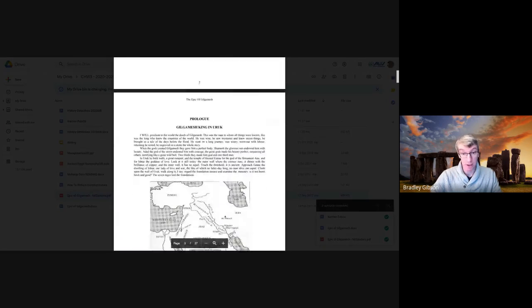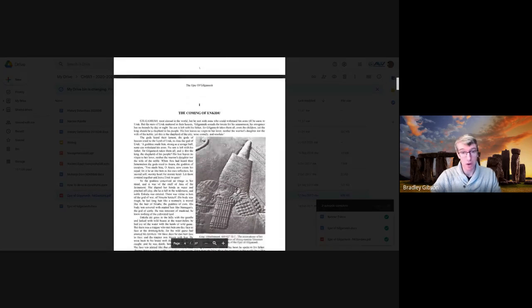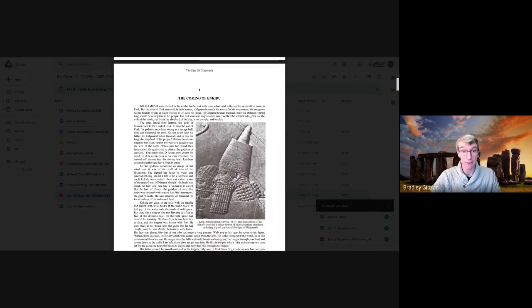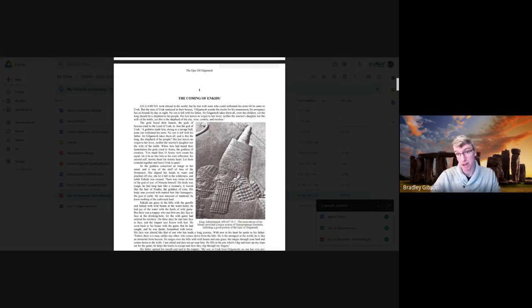I recommend reading, so you should do the prologue, obviously, and I would read chapters 1 and 2 to get some good evidence. So that's what you're doing today. You're reading the Epic of Gilgamesh, you're looking at the Narmer palette.